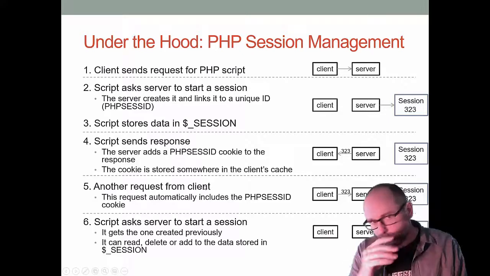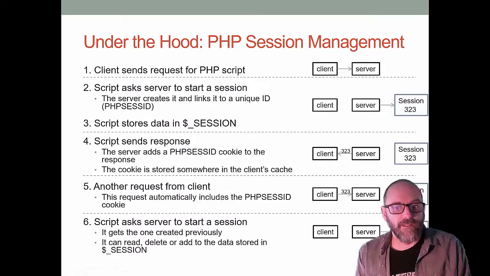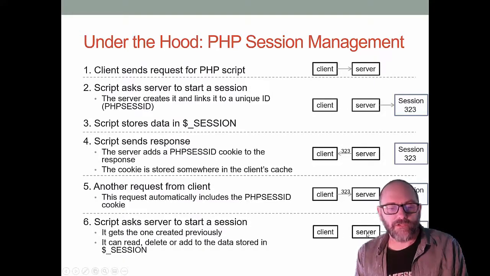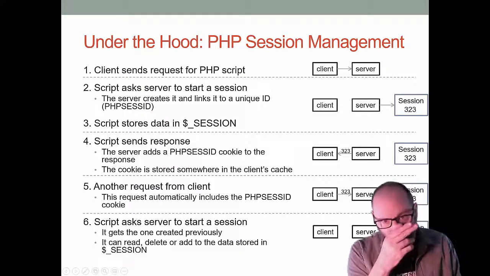Then sometime later on, the client sends another request to my same server, and the browser will automatically include that PHP session ID cookie, which comes to here. So I get the cookie, and over here in my script, I ask the server to start a session, and it says, okay, I'll check for cookies. It finds a cookie with a session ID 323, and it says, hey, guess what? I already have a session for that, so I'll just link you to that session. And now any data that I stored in this session object, I can access.